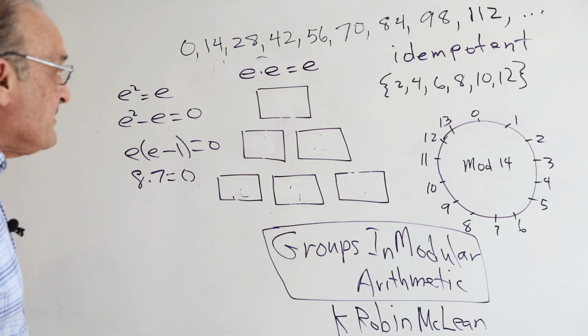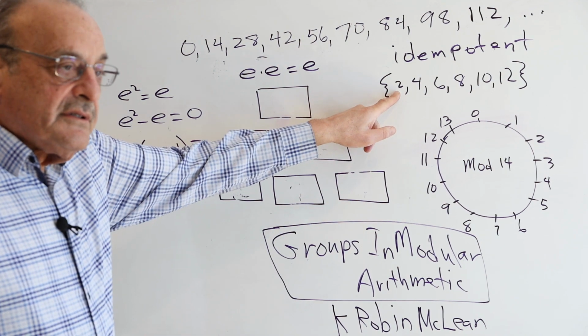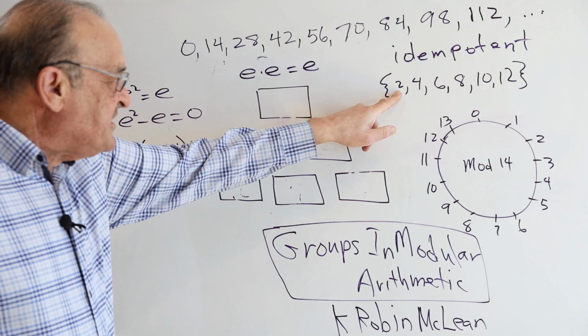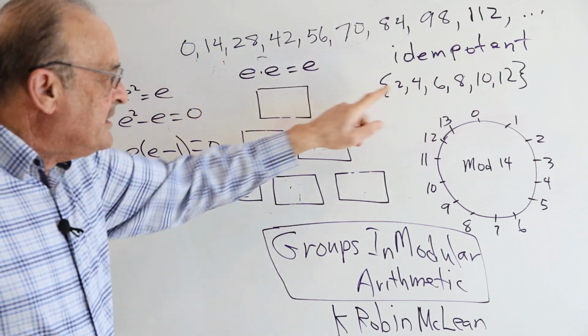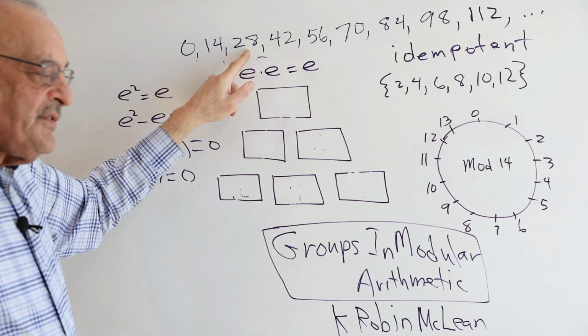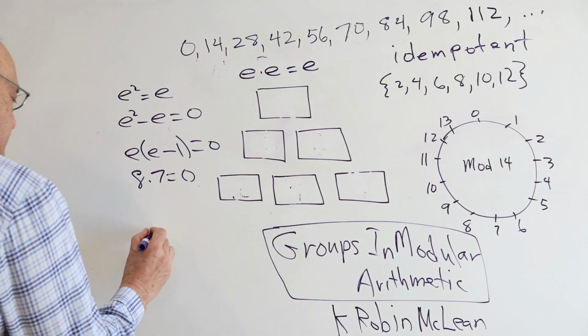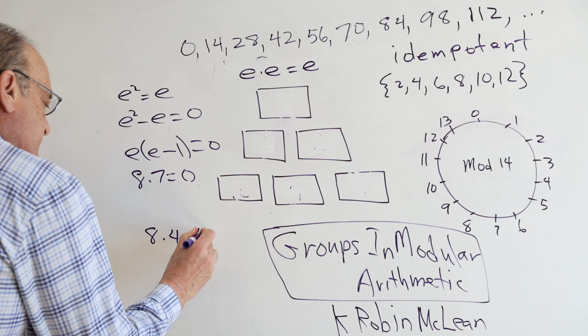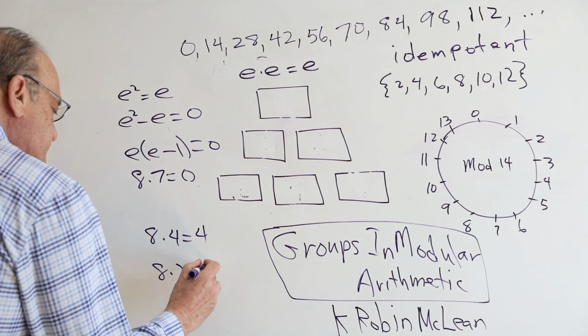Well, let's check that. 8 times 2 is 16. Take away 14 is 2. 8 times 4 is 32. Take away 28 is 4. So we're finding out 8 times 4 is 4. 8 times 2 is 2.